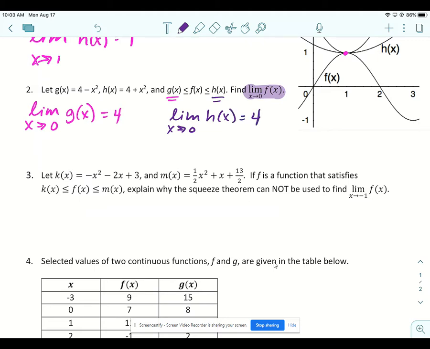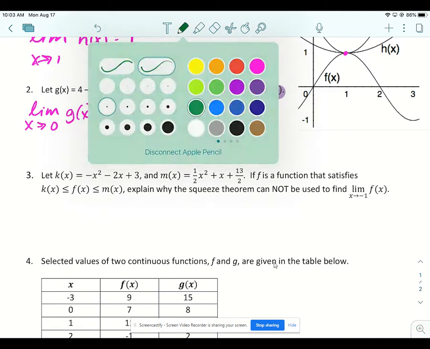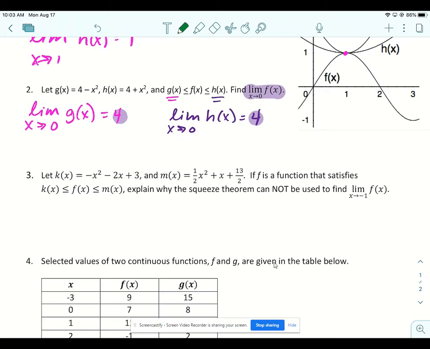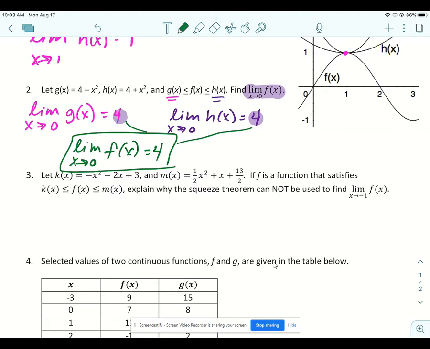All right, so because these two are the same and f is in between those, then I can automatically say that what we're looking for, the limit as x approaches 0 of f of x, is also 4. If they're equal and f is between, then it has to be that same limit, 4.